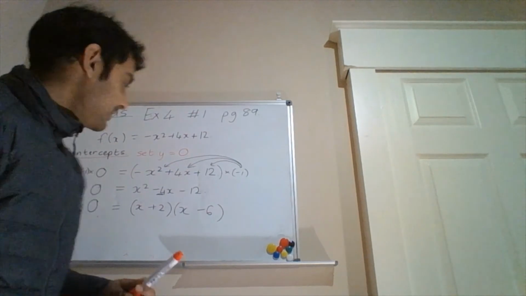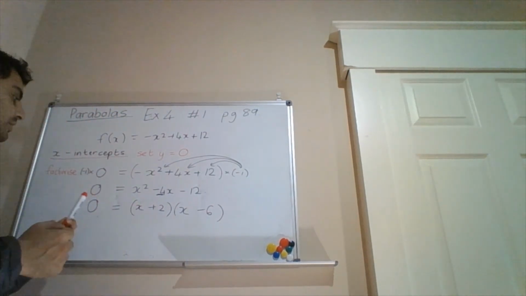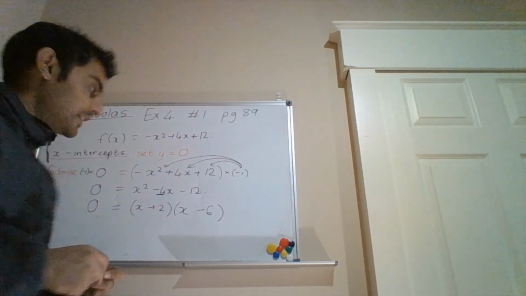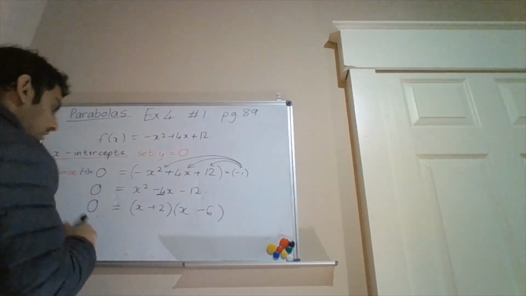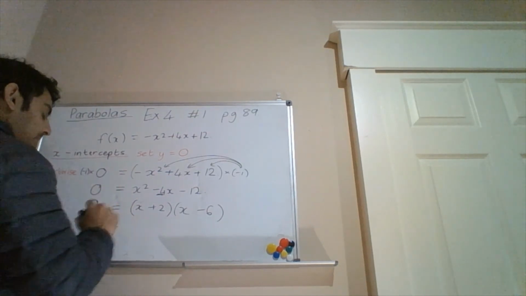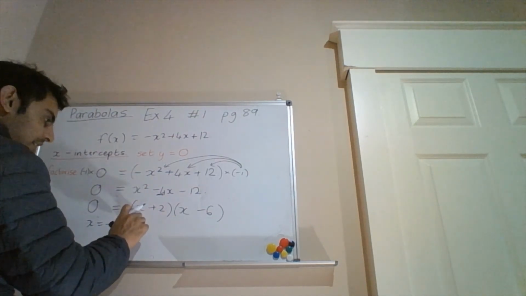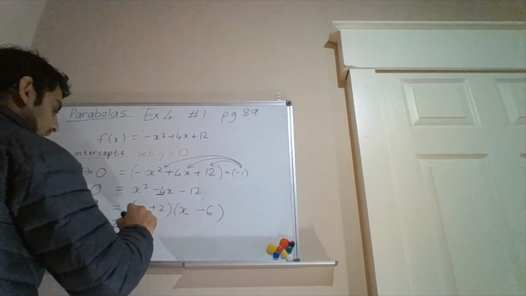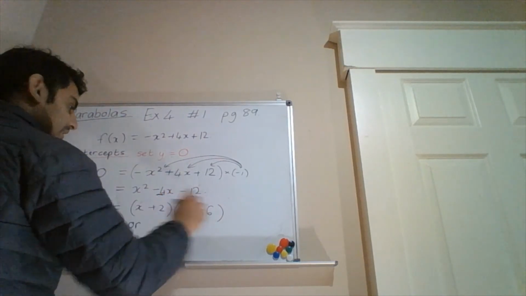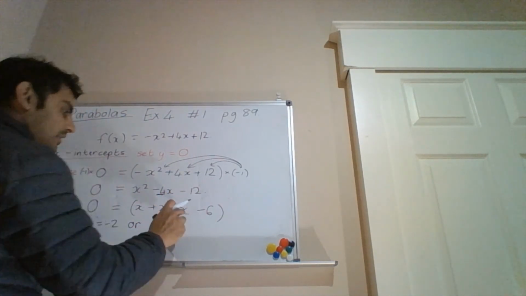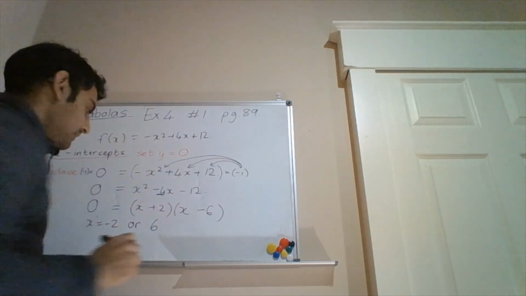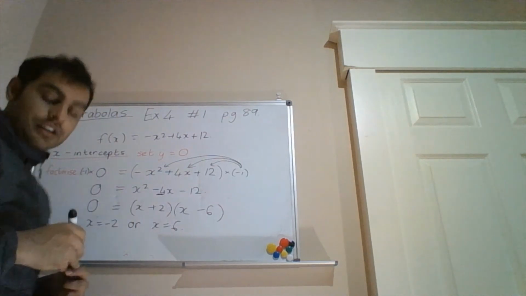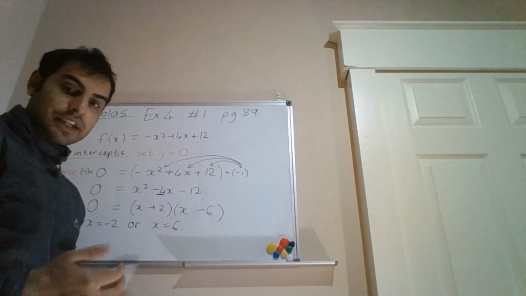So now, if you remember what we're doing, we're just solving this equation. We're finding values of x so that the equation is 0. So if we pick an x value of minus 2, if we put minus 2 in here, then we've got minus 2 plus 2, which cancels, gives us 0. And the other solution is if x equals 6. So 6 minus 6 is 0. Okay, these are our two values that make the equation 0.